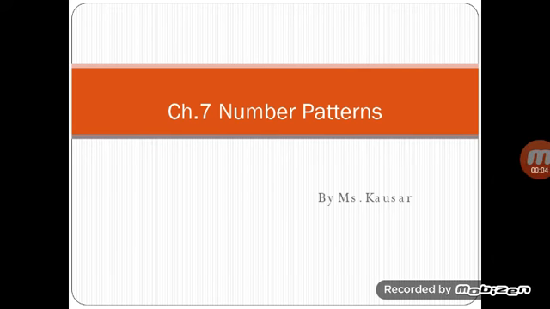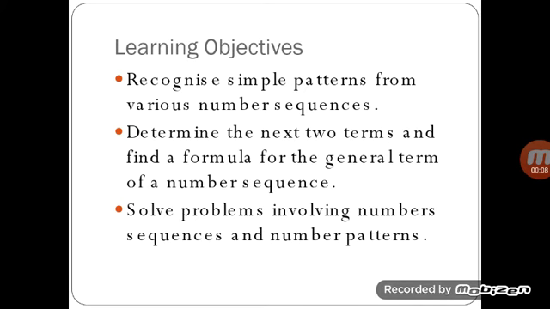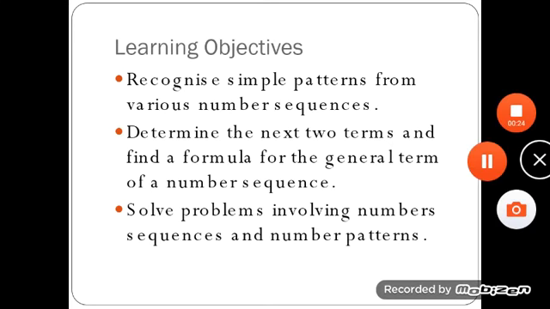Today we will discuss chapter number 7, number patterns. The learning objective of this chapter is that you should be able to recognize simple patterns from various number sequences, determine the next two terms and find a formula for the general term of a number sequence. And then you can solve problems involving number sequences and number patterns.